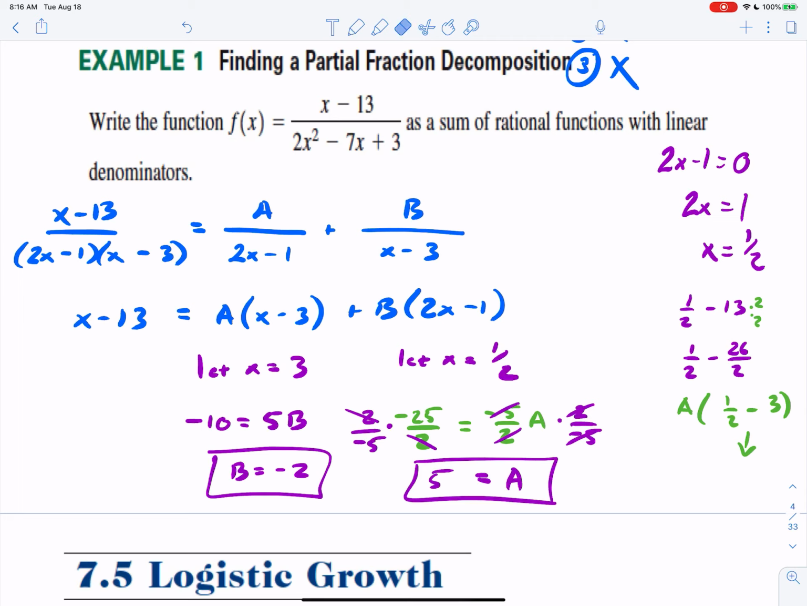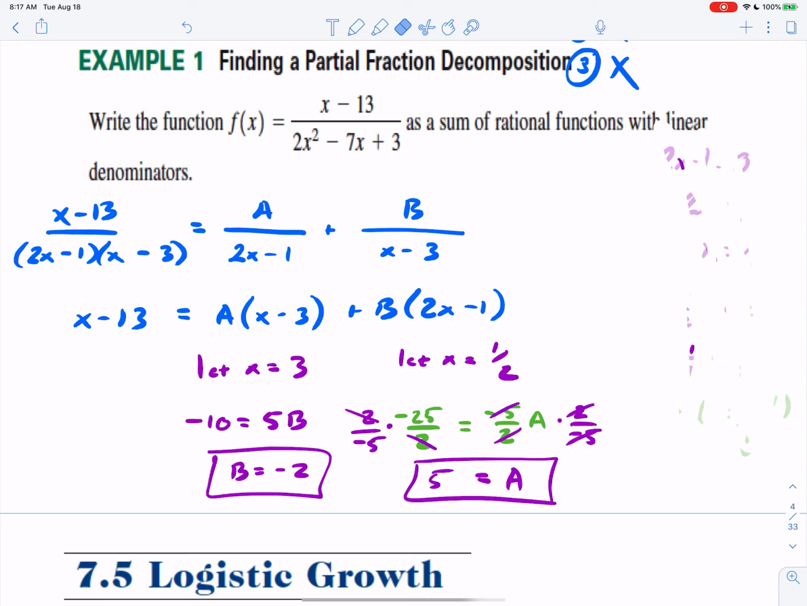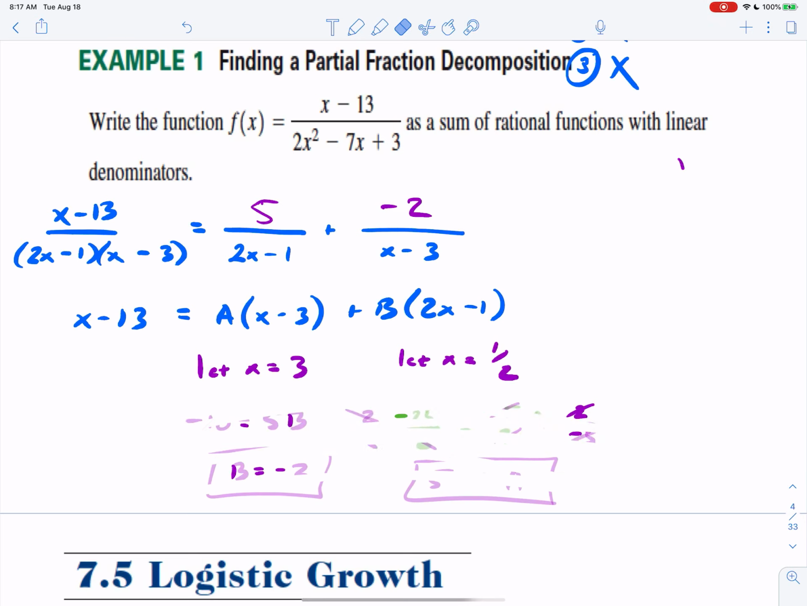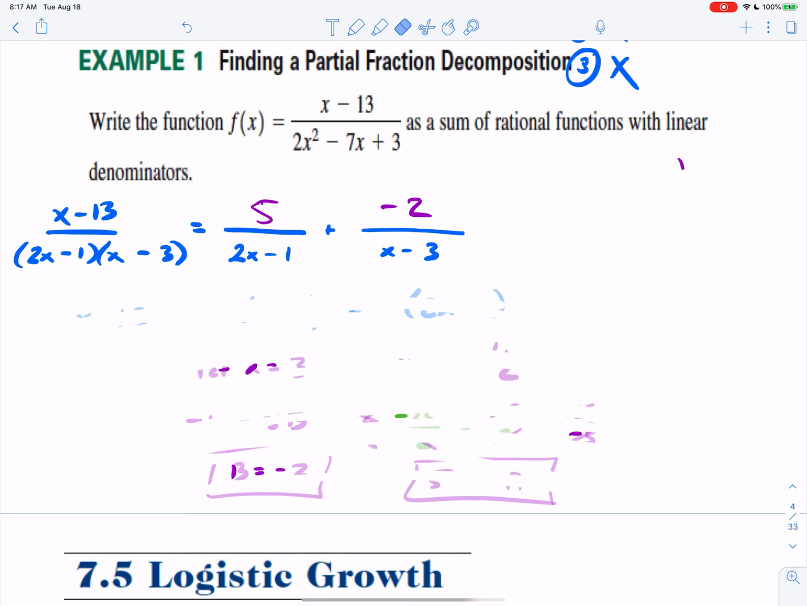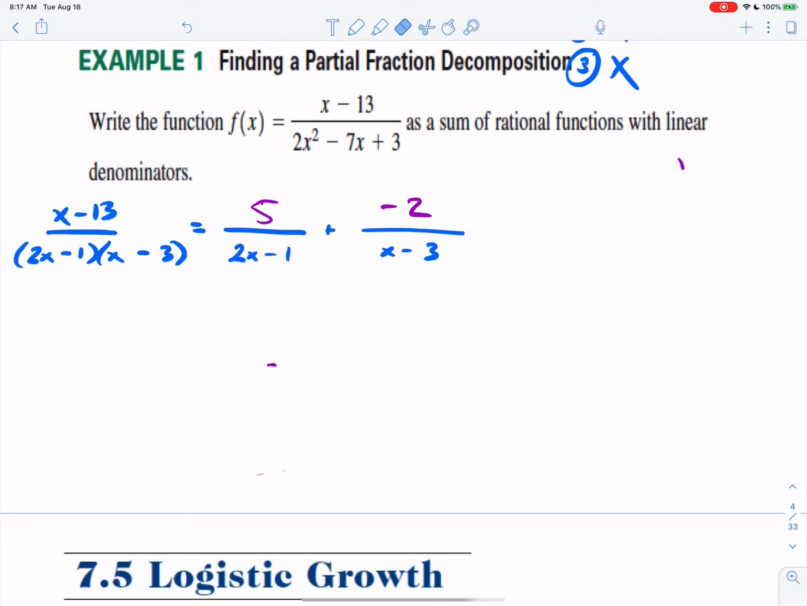Okay, so that's where the grunt work comes in, okay? So now that we got that out of the way, we know that A will be 5 and that B is negative 2, okay? Now, don't erase your work. I just don't have a lot of space here, okay? So now that we know that these two statements are equal, when we integrate this, it's a lot easier, okay?